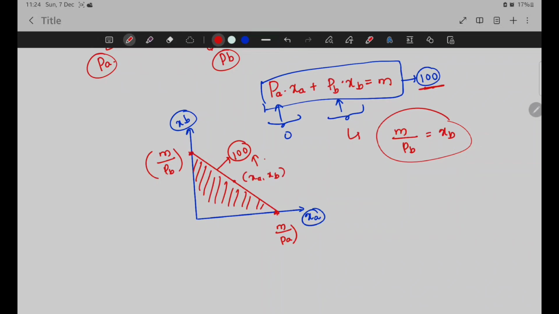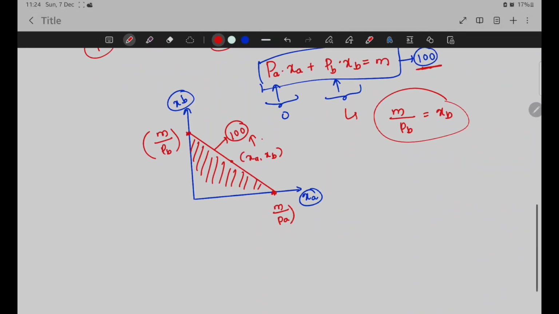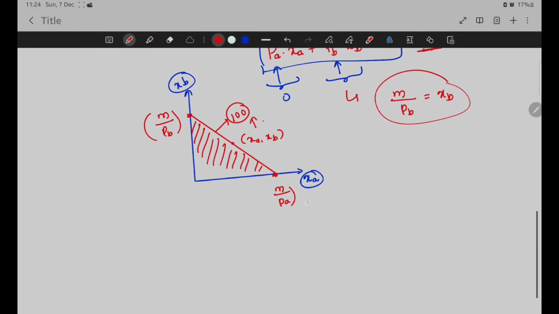Here, obviously it's an xy plane, right? And here xb will be 0, here xa will be 0. This is that budget line, understood?